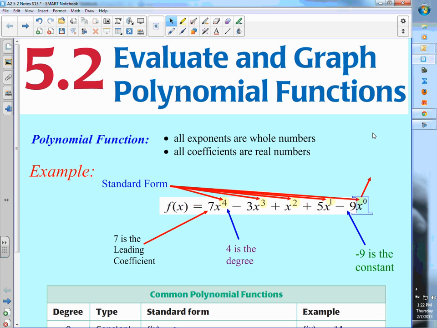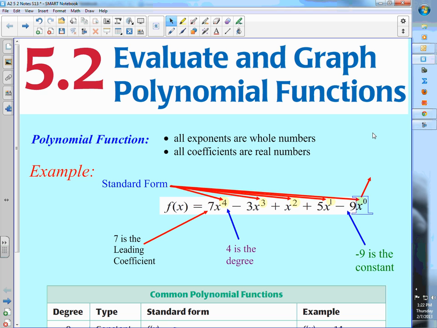Can be 0, because a whole number starts with 0 and then goes to the right by 1: 0, 1, 2, 3, etc. So no fractions, no decimals, no negatives. Got to be a positive integer or 0. That's what whole numbers are. Okay? If your exponents are not whole numbers, doesn't mean it's not a function, and it doesn't mean that you can't graph it. What it does mean for us is that you don't call it a polynomial function.